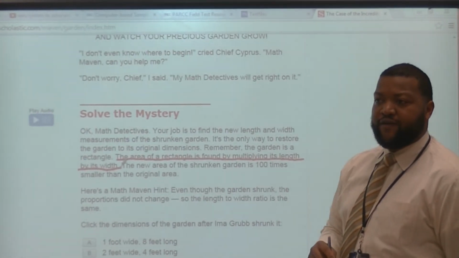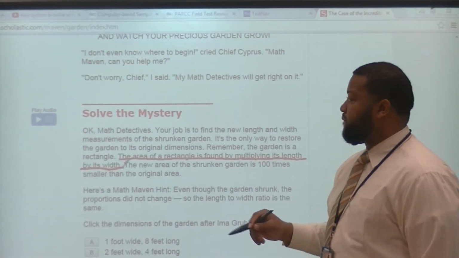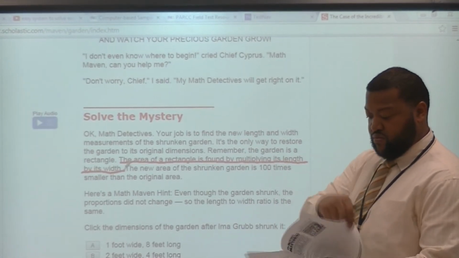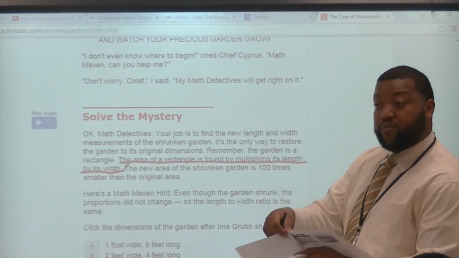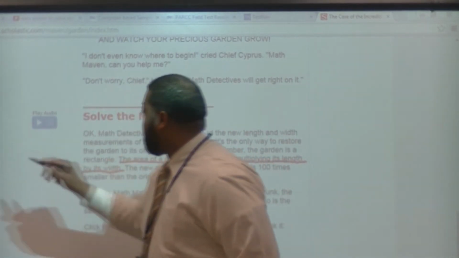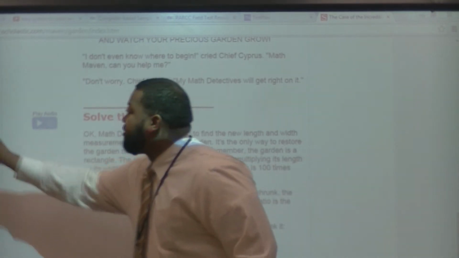Who wants to tell me something else that they think we'll use? Christiana? On paragraph number 1 on the second page, when it says what once was 800 square feet and now will soon be 100 times as small. All right, so let's go back to the second page.